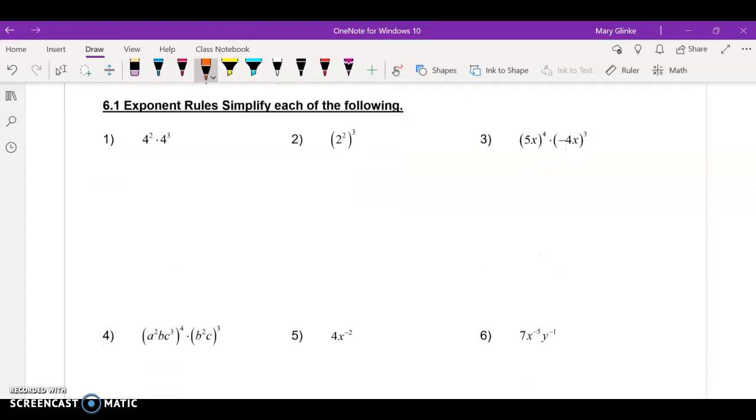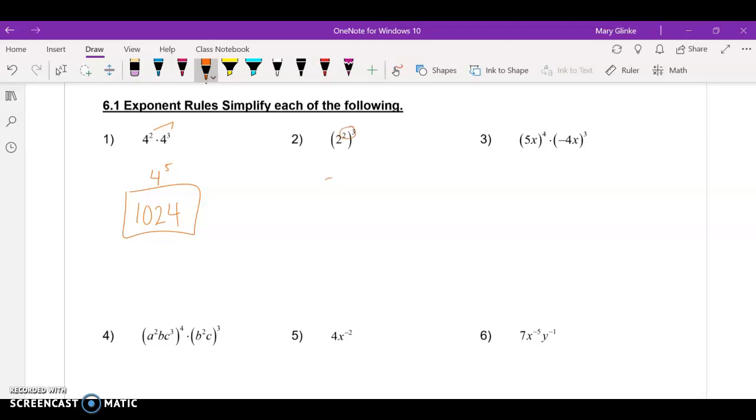So for the first one, we notice we have the same base here, so we're going to leave the base as 4, and you're going to add your exponents together. So it's going to be 4 to the 5th power. Anything with numbers, you're actually going to evaluate. So if you actually do 4 to the 5th power, that's 1024, and that would be our final answer.